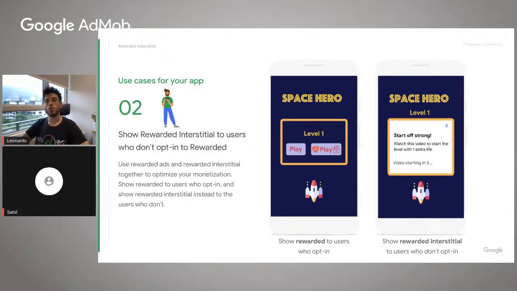Second tip, show rewarded interstitial to users who don't opt in to rewarded. As you can see from this slide, use rewarded ads and rewarded interstitial together to optimize your monetization. Show rewarded to users who opt in and show rewarded interstitials instead to users who don't.